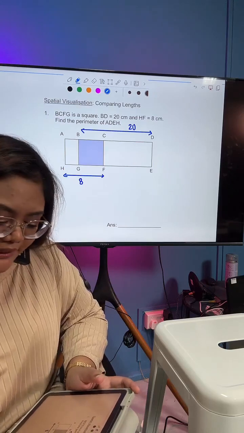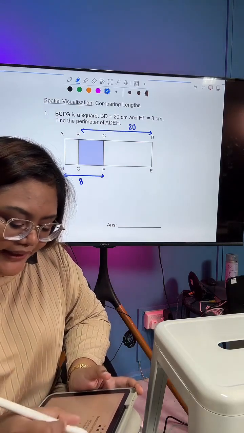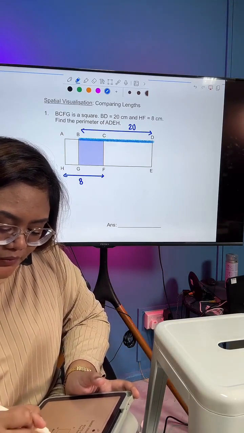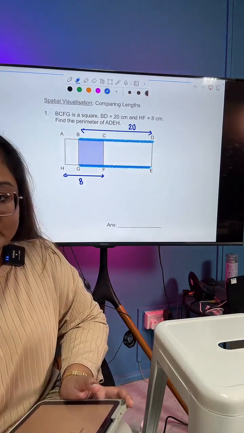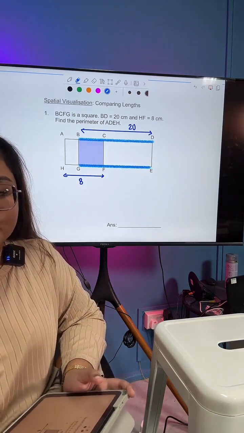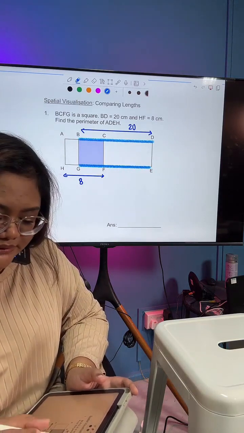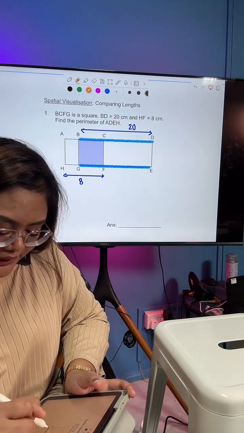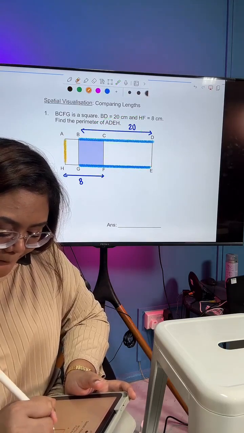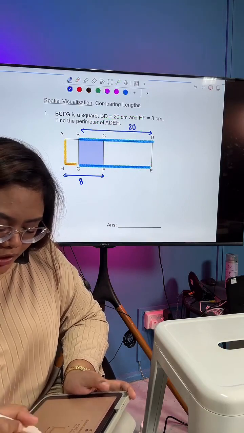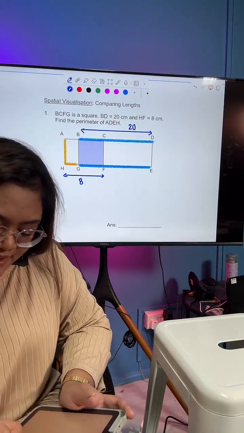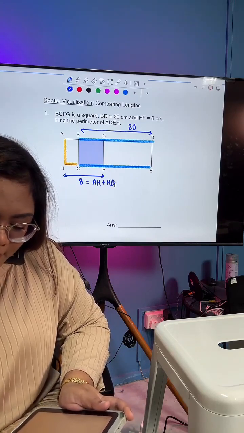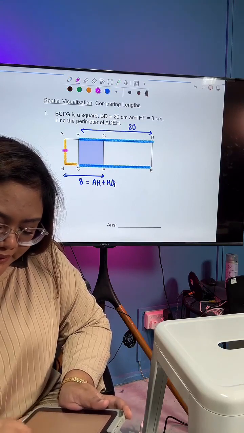Excellent. So how to get 56? Step 1. Let's highlight all the parts that we want. Since this is on comparing lengths, I am going to take these two portions as 20 first. So this is 20. This is also 20. Now this portion here as 8 will be this plus this, because HF is 8. This is equal to AH plus HG because these portions are equal.